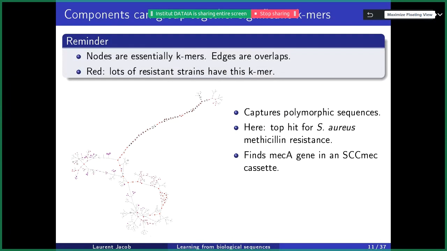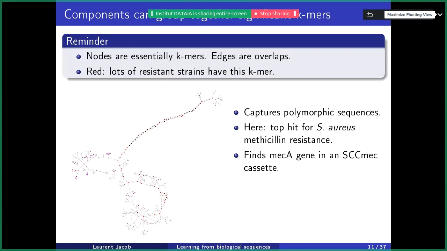So this is the kind of component that we obtain with the tools. Remember that the nodes are essentially k-mers. It can be a bit longer if I have some compression. The edges are overlaps. And here I'm using colors to show the percentage of resistance traits that contain this word. So here, if I have red nodes, it means that most of these k-mers are present mostly in resistance traits, more than sensitive traits, for example.